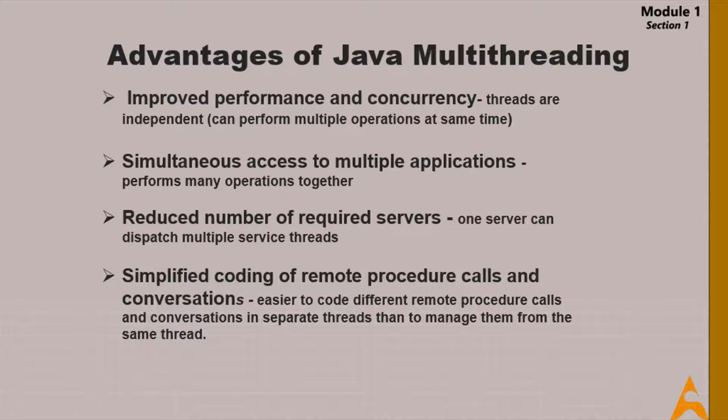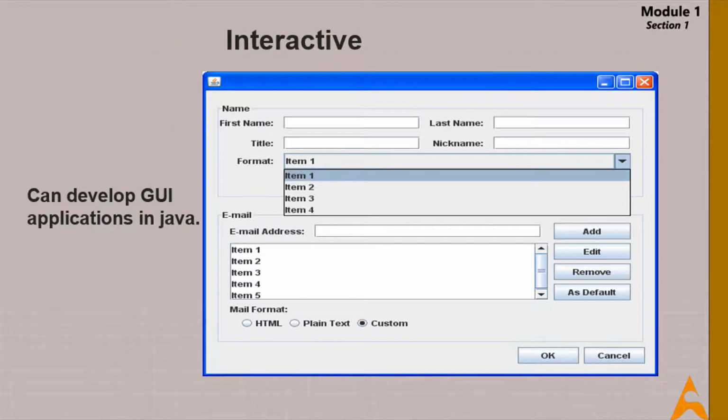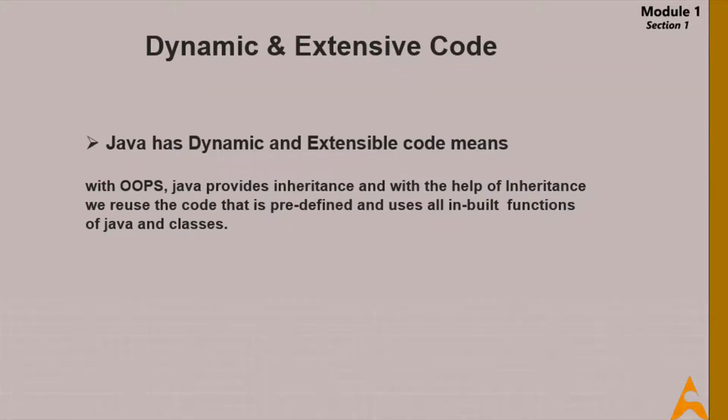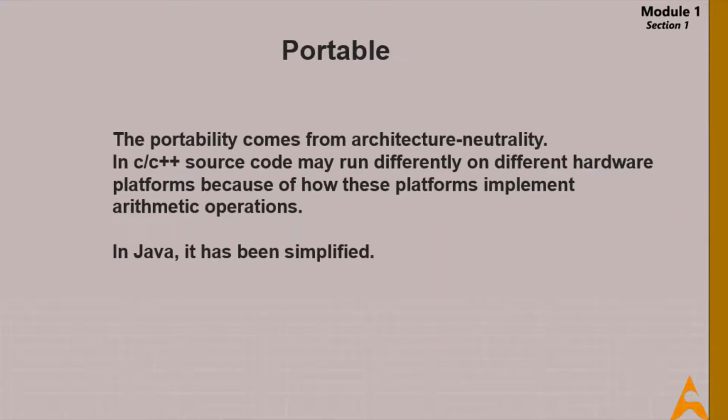In Java we can create interactive GUI applications using Java Swing or AWT. This feature of Java helps in creating desktop applications. Java has dynamic and extensible code, which means that with the help of OOPS, Java provides inheritance. With the help of inheritance we reuse the code that is predefined and also use all the built-in functions of Java and classes. The portability actually comes from architecture neutrality. In C/C++, source code may run slightly differently on different hardware platforms because of how these platforms implement arithmetic operations. In Java, it has been simplified.